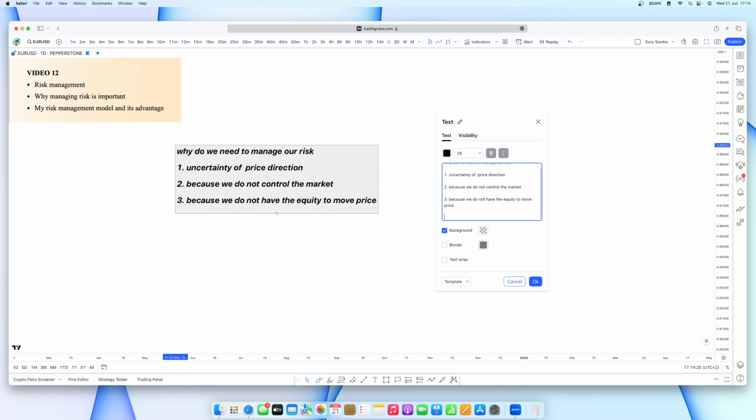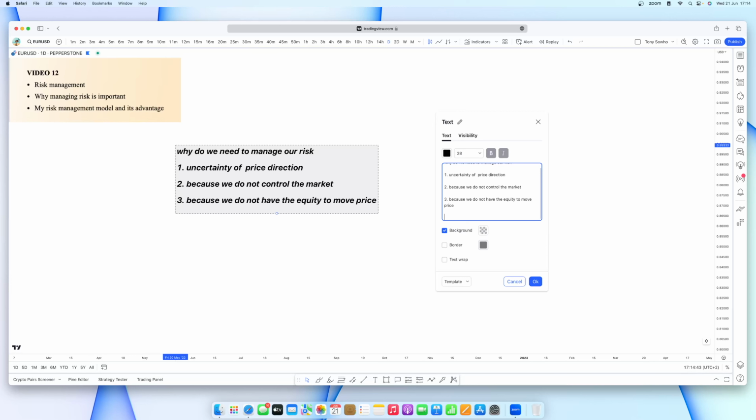So we do not have the equity to move price. Therefore, we cannot control price. Therefore, there will be uncertainty of price direction because we cannot tell where price is going to go to. So you feel me? That's it. So I don't know where price is going to go to.